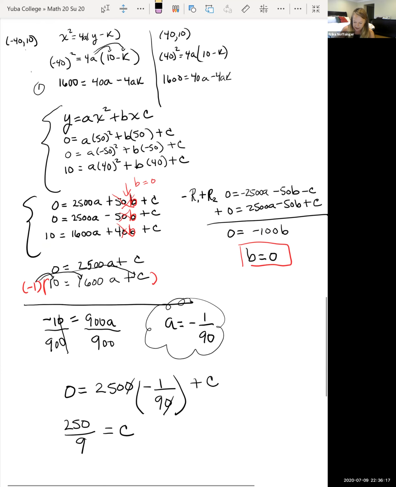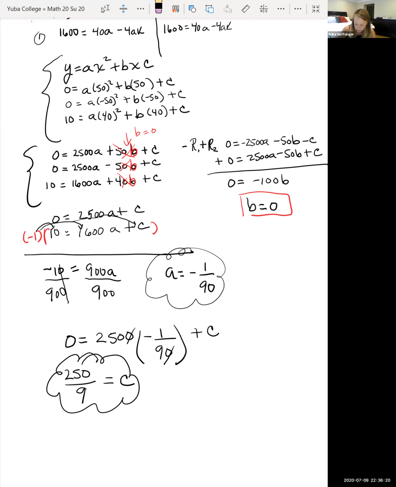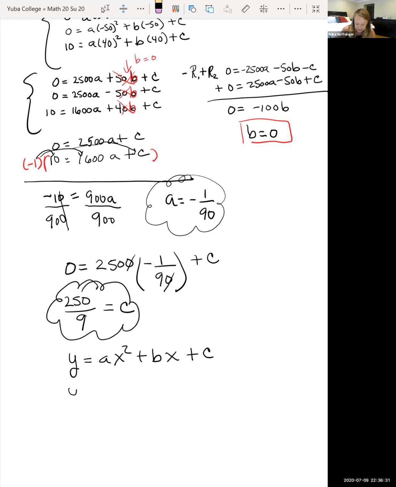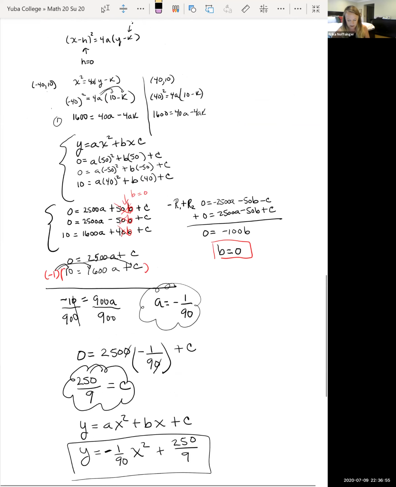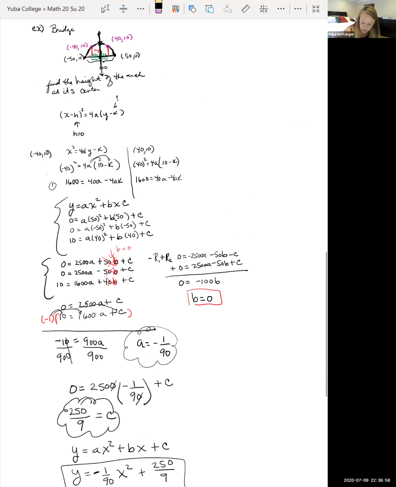Because now I know what a, b, and c are. We knew that we had some equation in the form of y equals ax squared plus bx plus c, because it was facing downwards. This is y is equal to negative, or a is -1 over 90, x squared. B was 0, so that goes away, plus c, and c is plus 250 over 9. So this is my equation for the parabola that we had made by centering it right here.